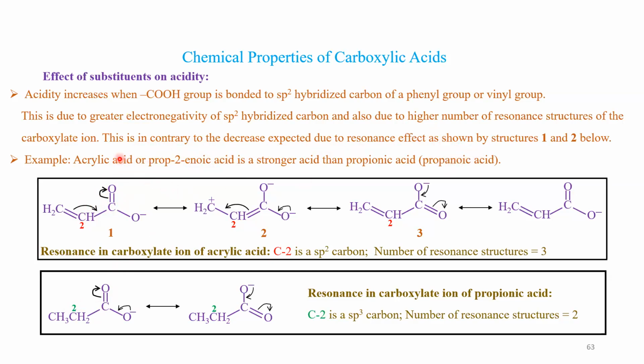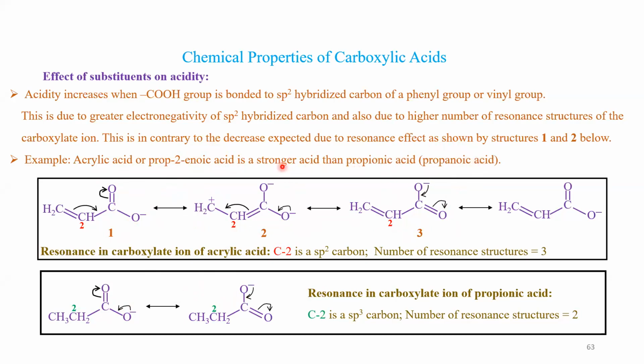And then one more reason: if you look at the resonance structures of the carboxylate anions, the carboxylate of acrylic acid or prop-2-enoic acid has 3 resonance structures, whereas the carboxylate of propanoic acid has only 2 resonance structures. Higher the number of resonance structures, greater the stability. So carboxylate of prop-2-enoic acid is more stable than carboxylate of propanoic acid. So prop-2-enoic acid will be a stronger acid than propanoic acid.